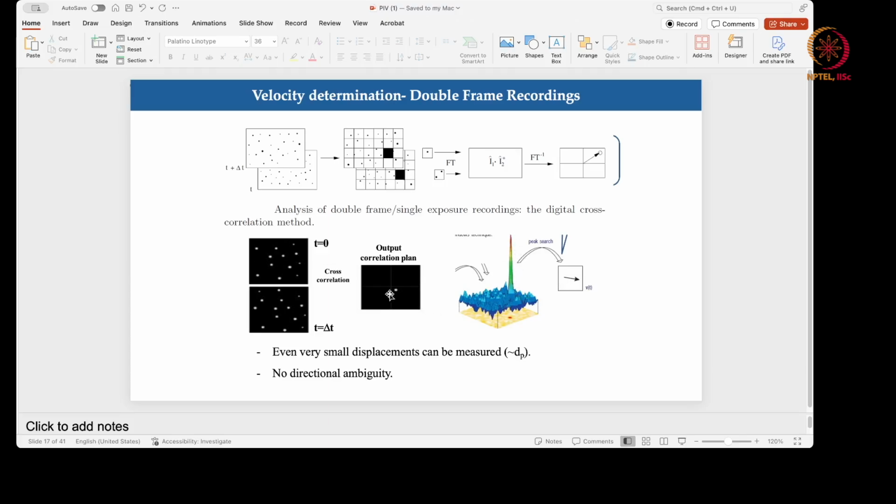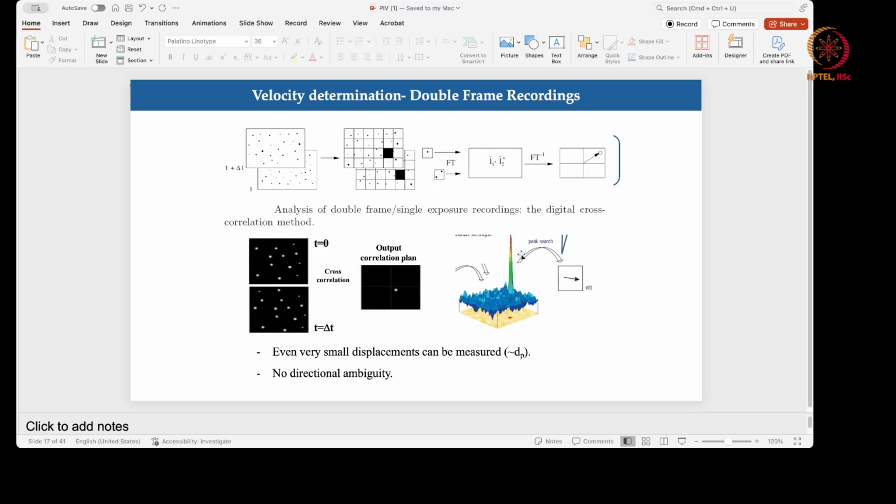This will represent a bright spot, and the distance of the bright spot from the center is going to give you the displacement. So the peak will be located at a distance d. Even for small displacements, this can be measured, and there is no directional ambiguity. It can be located anywhere from the center, anywhere in this plane. So you can also know the direction. That means you can determine the velocity, not just the distance. Understood? So this is what happens.